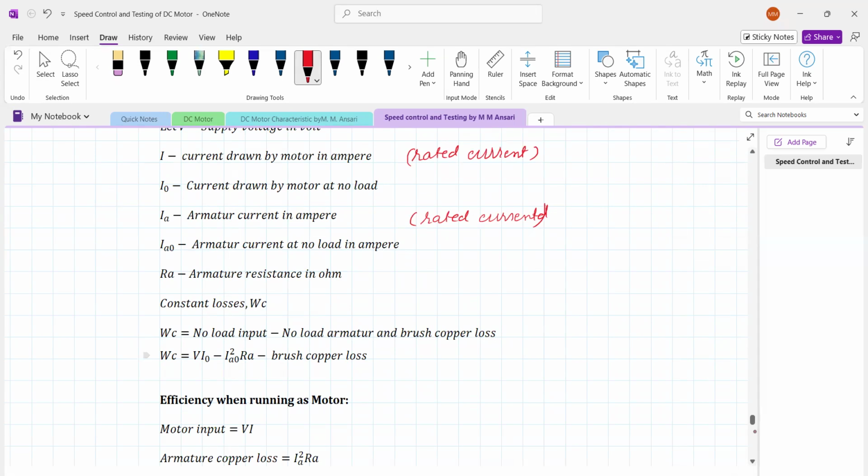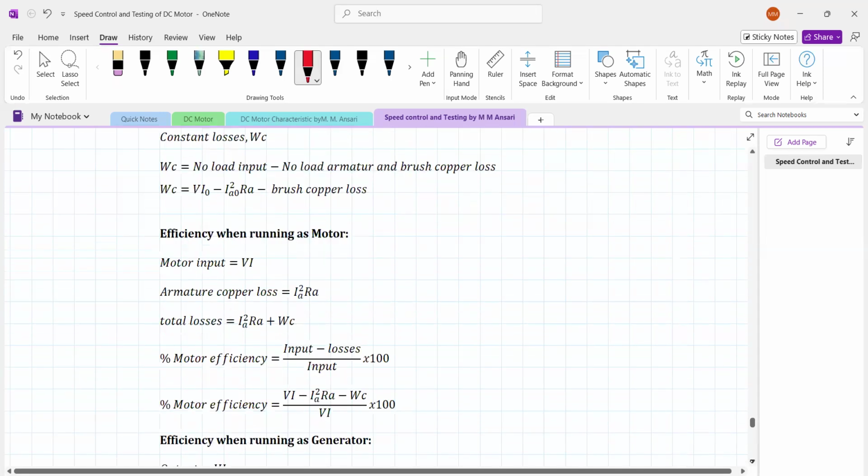So WC is equal to V into I0, where I0 is the no load current, minus IA0 squared RA, which is the copper loss in the armature at no load condition, minus the brush copper loss. Whatever the brush copper loss is, it is given. If the voltage drop across the brushes is given, then we have to consider it. If it is not mentioned, then we consider the losses negligible.